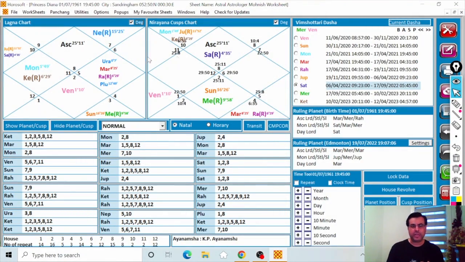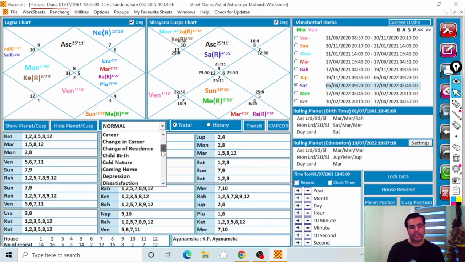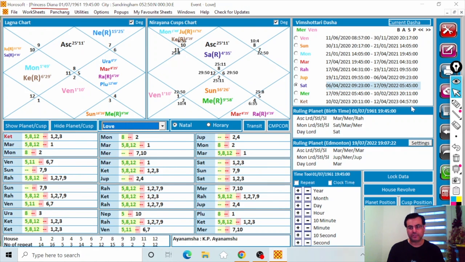So this is a chart of Princess Diana. And again, if you don't know about her, you can Google her name and read about her life, a well-known celebrity. So if you bring her love life here, I'm going to bring the love in my software. You see what houses the planets have activated.